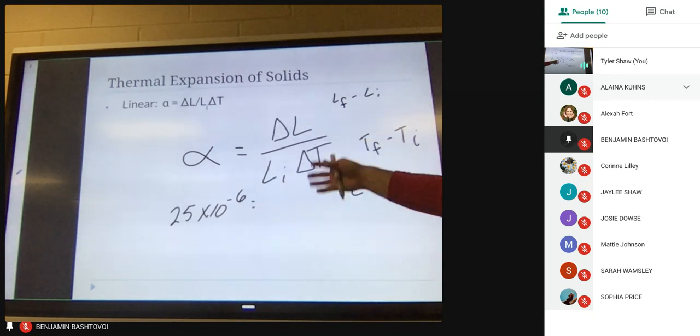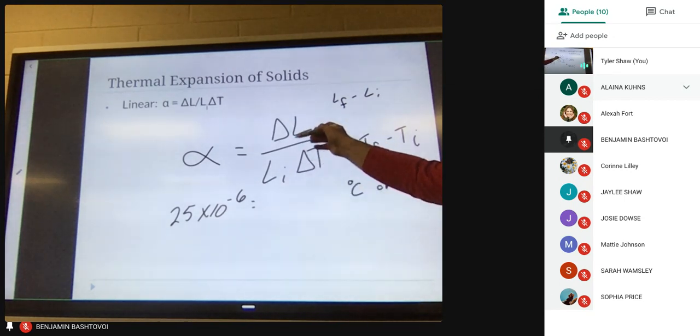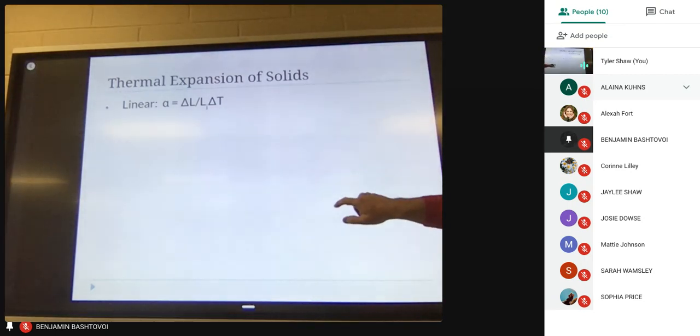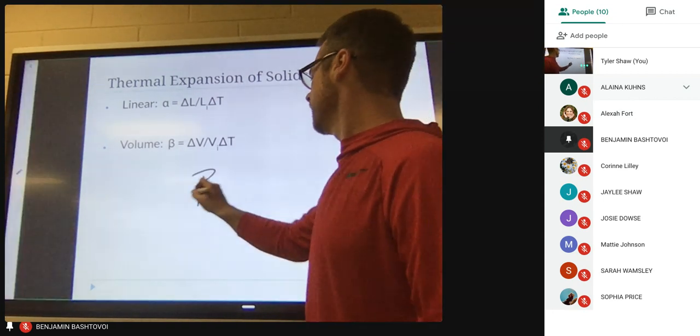And then you would set it up. You're going to find delta L, or maybe you want to find LF, the final length. Something along those lines. Okay? That's linear expansion. Volume expansion is the other one. Beta, it's going to look exactly the same.